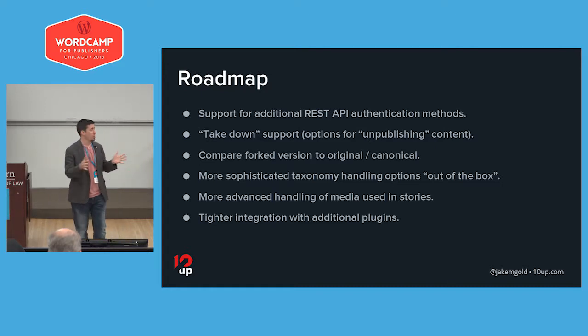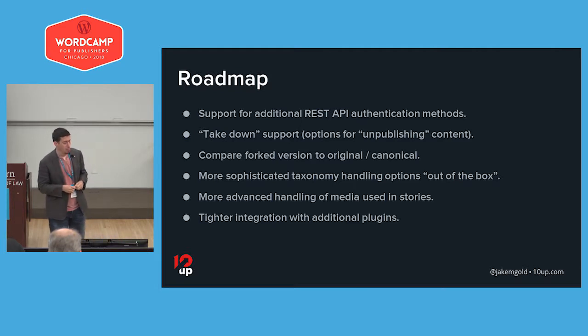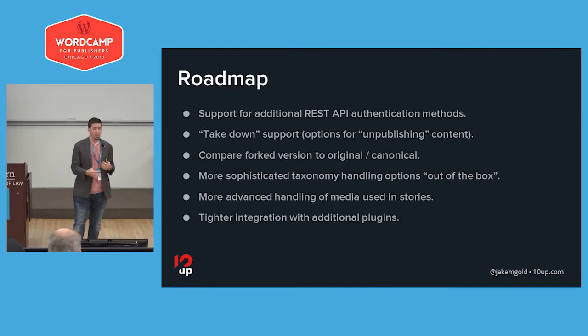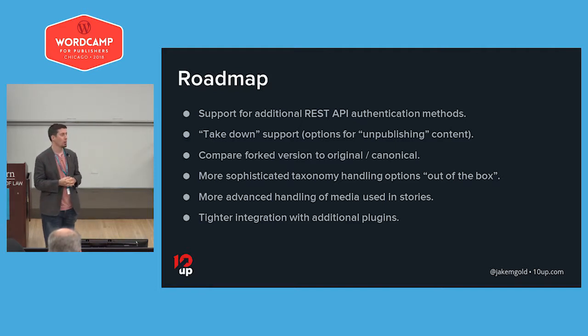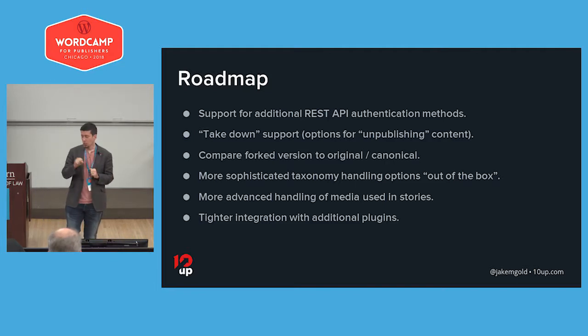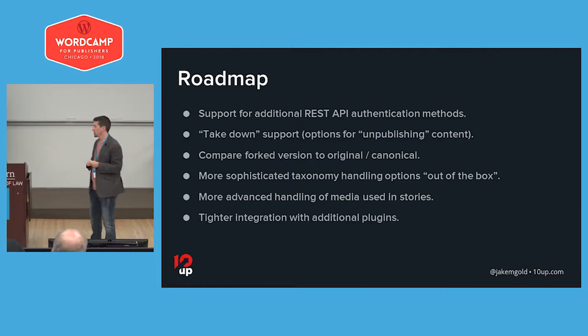Being able to compare different versions more easily between forked and original canonical versions of stories. Smarter handling of taxonomies and categories. More sophisticated options around whether you want to pull over media or use the original versions of media so you're not recreating it. Tighter integration with popular plugins so that it's aware of changing ID references or things like Co-authors Plus, some popular solutions that do funny things in meta, to make sure it supports those out of the box.